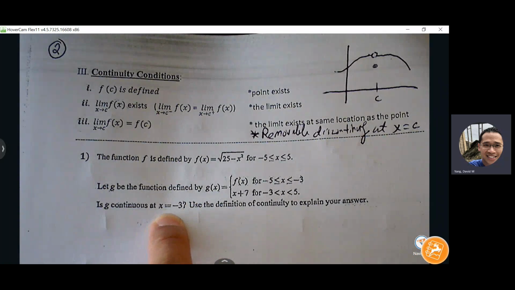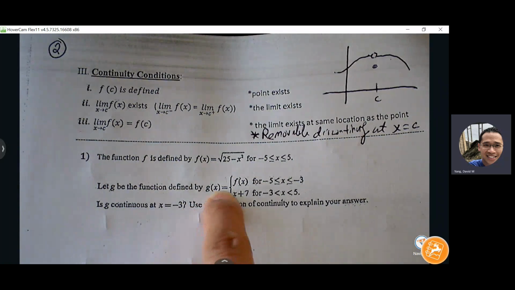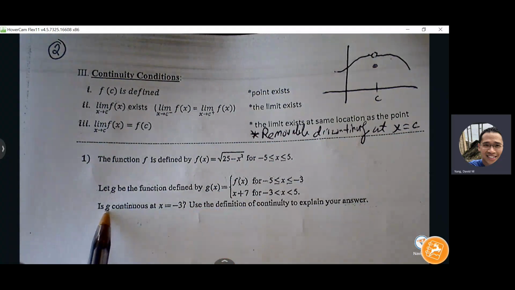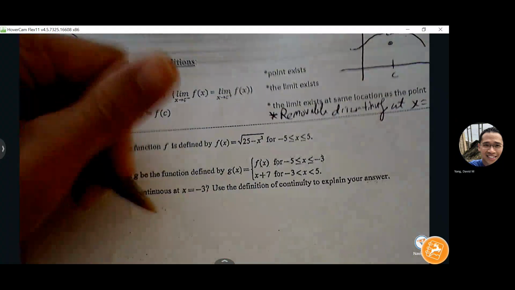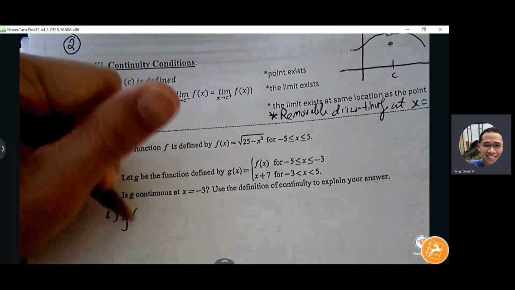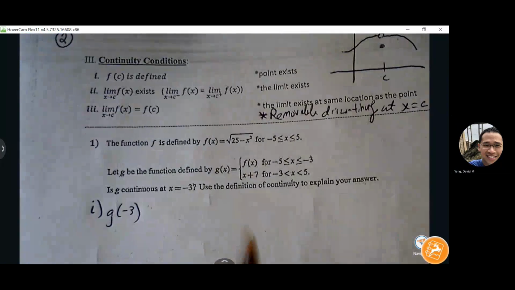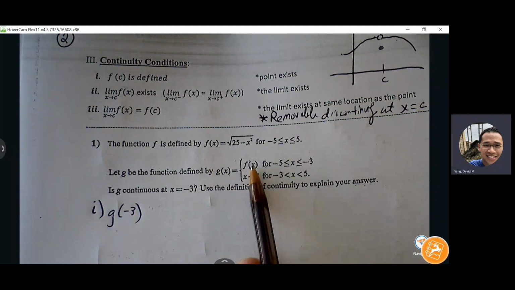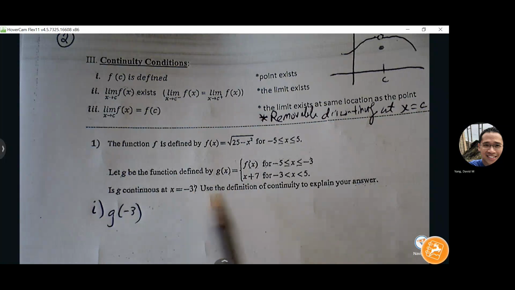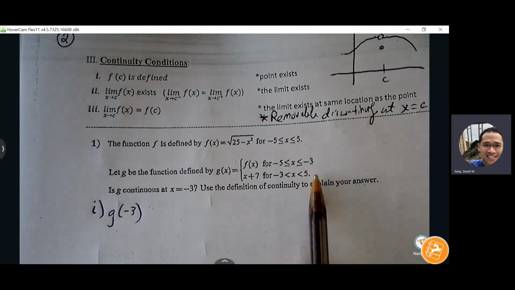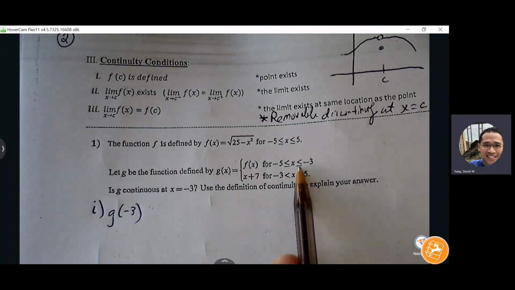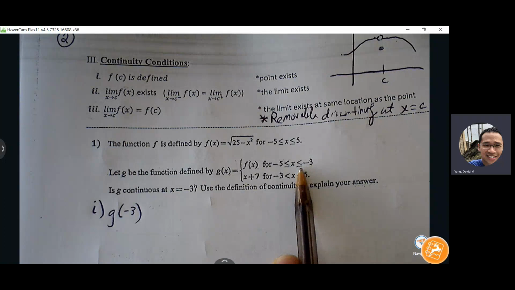Okay, so first things first, we want to find the ordered pair. We want to plug g of -3 into the function. It's asking for the continuity of g at -3. So first condition, g of -3. I'm just going to follow the piecewise function here. So I've got to decide, do I want to use f of x or x plus 7 for -3? Which one fits the condition for -3? First or second? First one, because there's an equal sign, greater than or equal to -3.